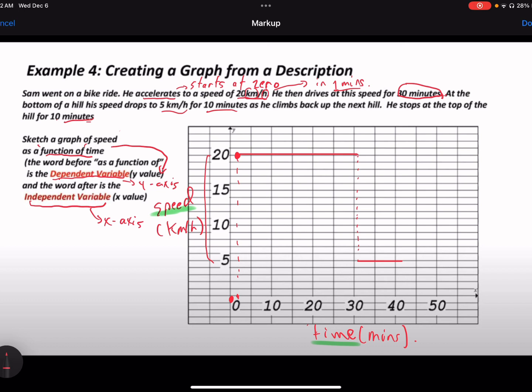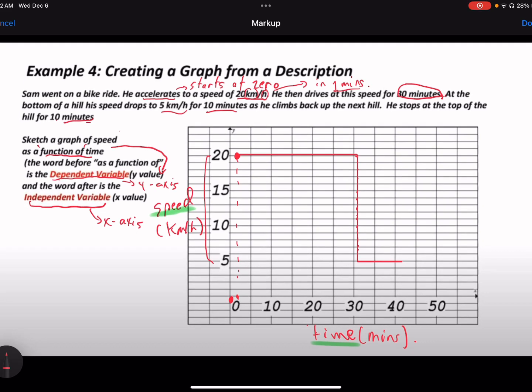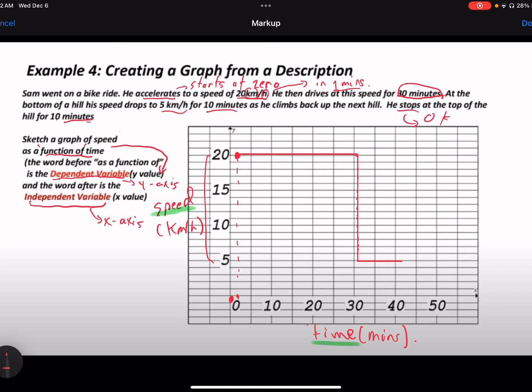Okay? And so I could connect these two here. And then it says that he climbs back up the next hill. He stops at the top of the hill for 10 minutes. Okay, so then we're going to assume that if he stops at the top of the hill, the speed is 0 kilometers per hour. So, again, it's not that realistic, but I would just drop all the way to 0. And then for the next 10 minutes, just go at 0 kilometers per hour.